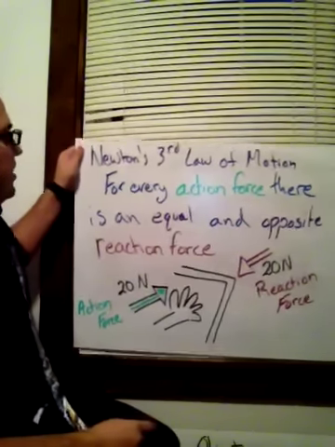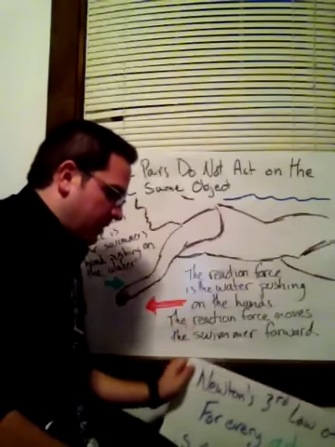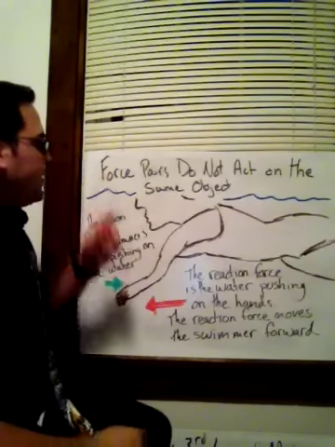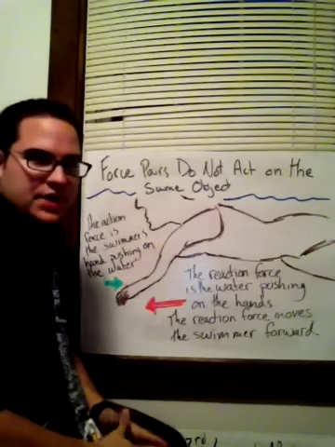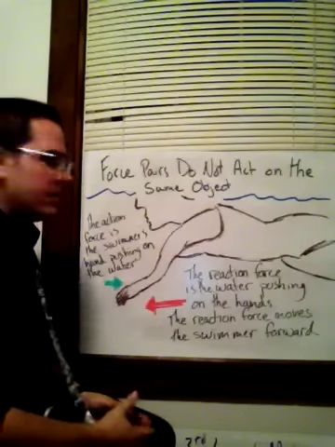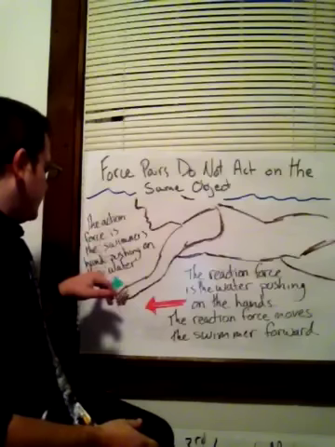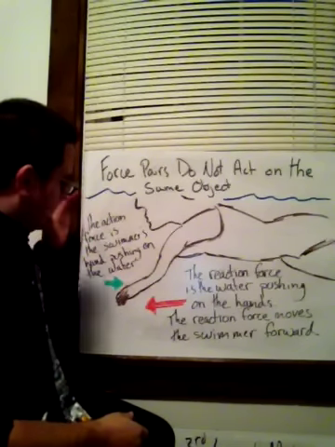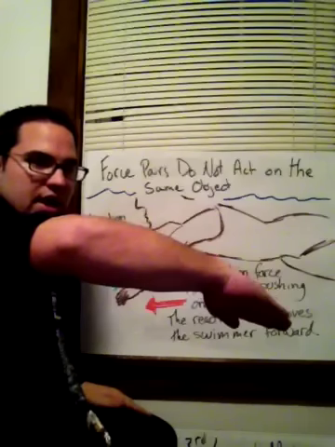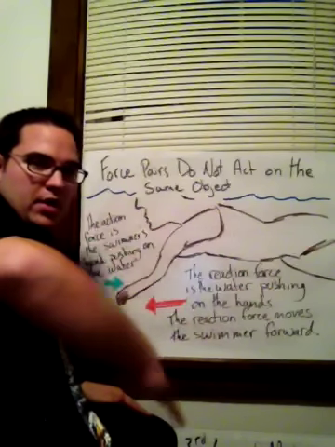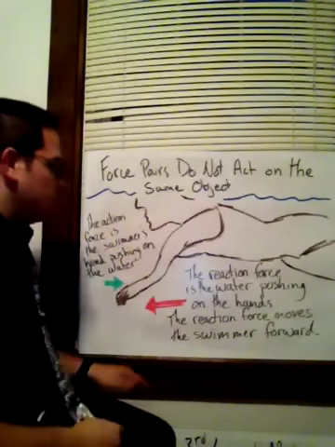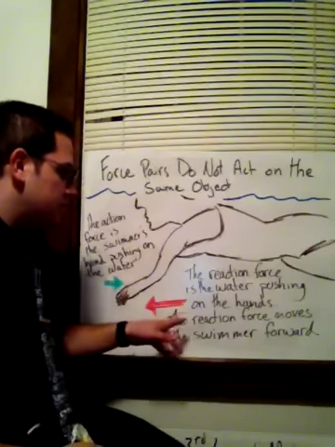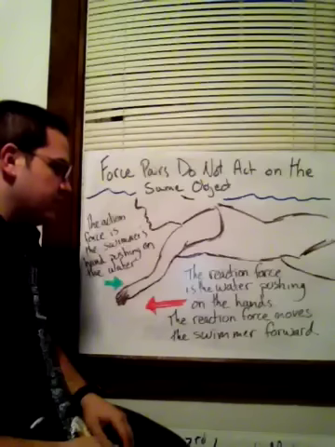However, unlike pushing up against the wall where we know I'm not going to make the object move, force pairs do not act on the same object. Taking a look at this swimmer here in the water, the action force is the swimming hand pushing on the water. The action force is the hand pushing on the water, pulling it backwards. The reaction force is the water pushing on the hand. The reaction force moves the swimmer forward.